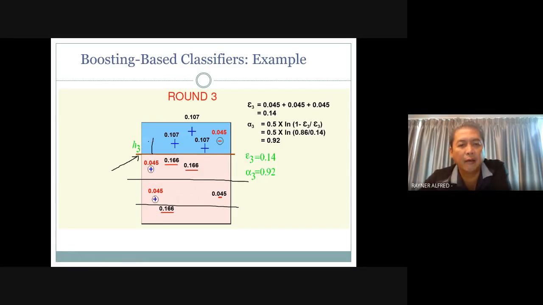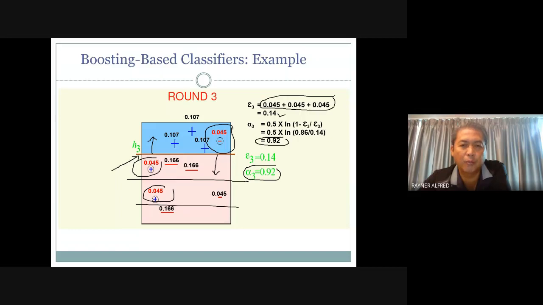So we have everything to the top from here will be positive. Everything here will be negative. So as you can see that we have 3 errors, 1, 2, and 3. So we add up the value and we get this. So we do the same process, we get the weightage of the classifier. Okay. So if you want to go to the next round 4, you need to perform the weight adjustment and the weight normalization.